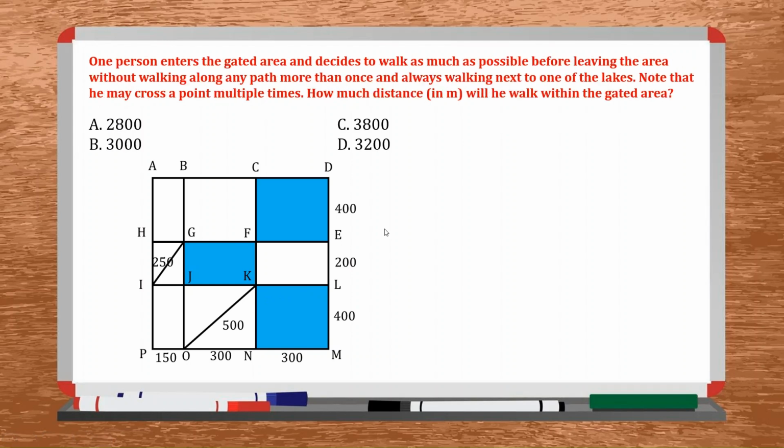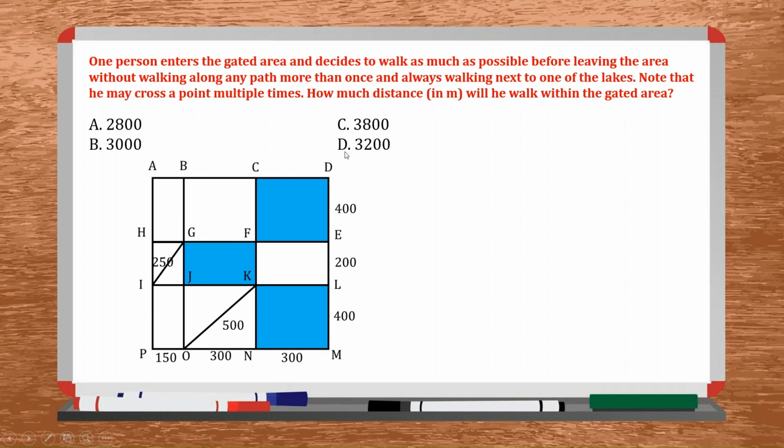Now let's look at the next question. So we have a person who enters the gated area and tries to walk as much as possible before leaving the area without walking along any path more than once and always walking next to one of the lakes. Note that he may cross a point multiple times. So how much distance will he walk within the gated area?